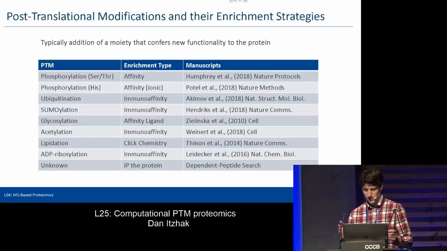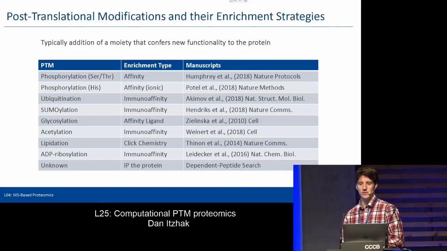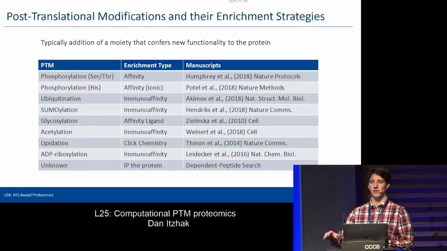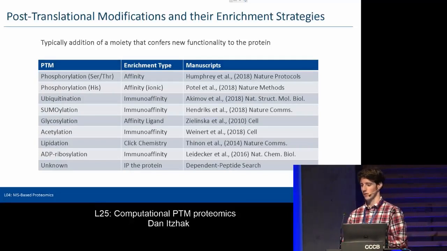So, enrichment strategies then. I've listed here the different post-translational modifications, beginning with phosphoserine and threonine. Then I have the enrichment type, and then a manuscript that you could consider going to for advice on how to start. I just want to point out this one, the Humphrey et al. in Nature Protocols. One of the authors of that paper, Özge Karayel, is actually here at the summer school, and maybe you can get some practical advice from her on how to do serine threonine phosphorylation enrichment.